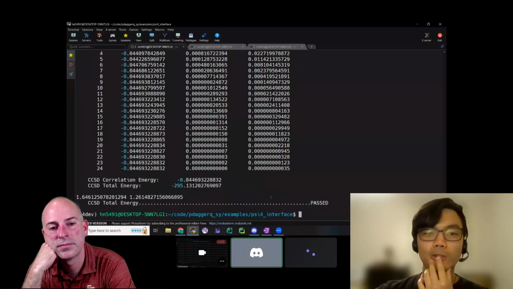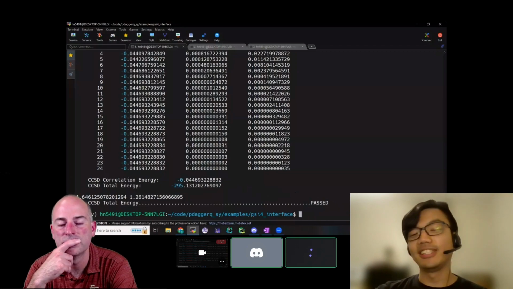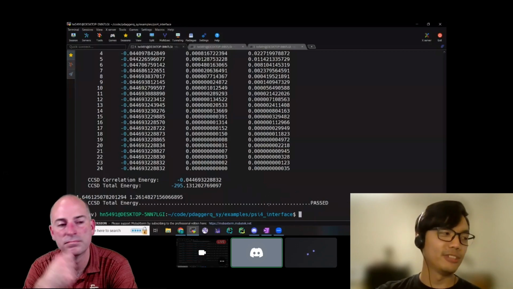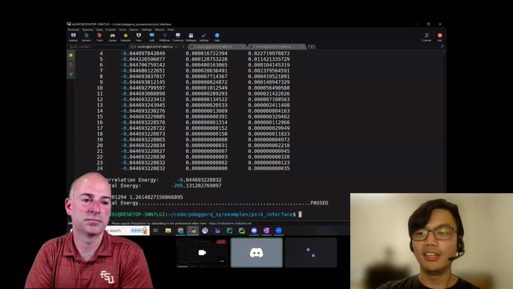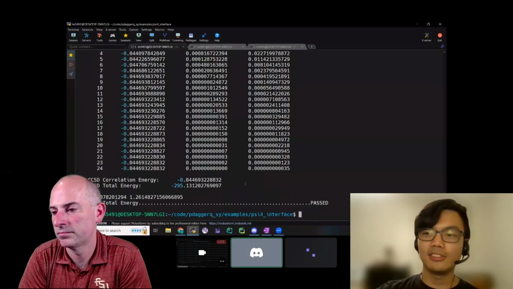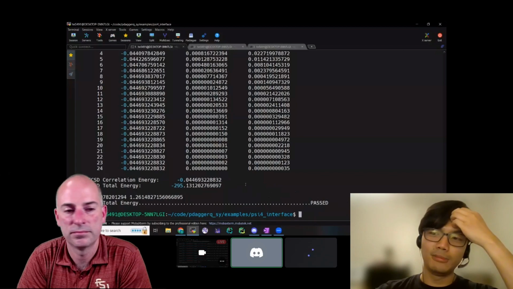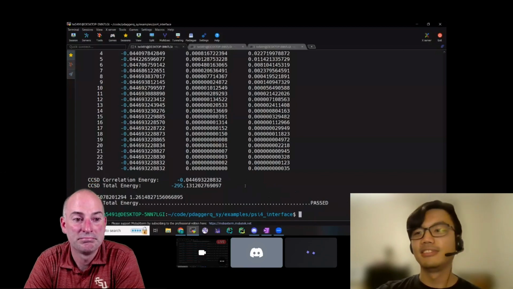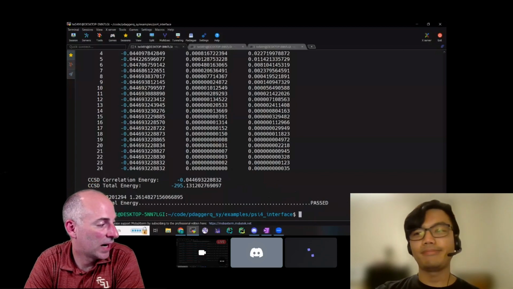Cool. So yeah, anyway, this is a very small system. MgF is like, what, 21 electrons in 28 spin orbitals. So there you go, 21 electrons and 7 empty spin orbitals. Right. I'm impressed.